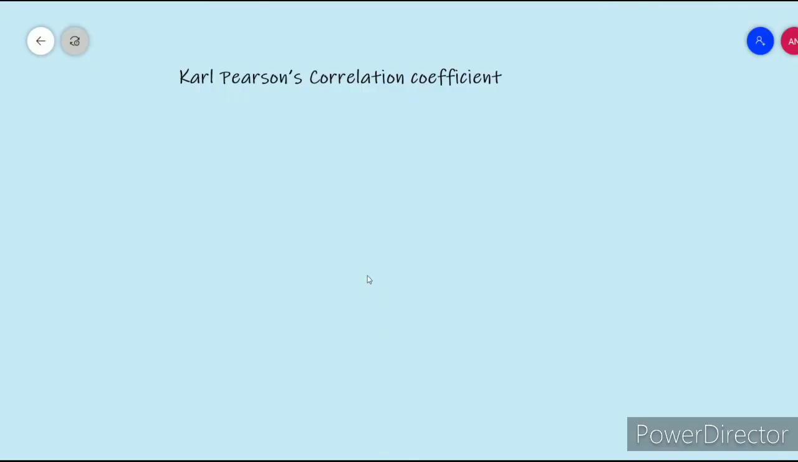Karl Pearson's correlation coefficient. This is another mathematical method of finding the correlation between two or more variables, and it's usually applied to data or variables having a linear relationship. A linear relationship means that when one variable changes, the other changes by a constant amount. So when we plot the values on the graph, we get a straight line.